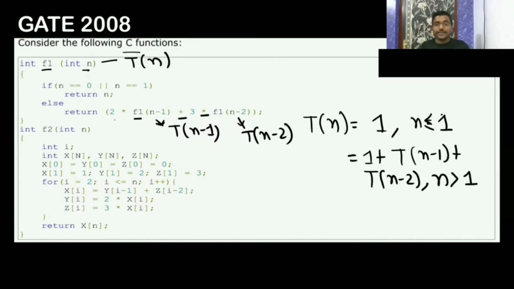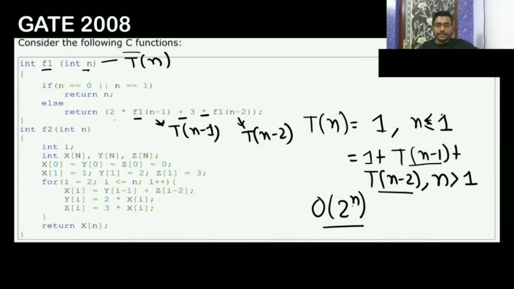This recurrence relation is the recurrence relation of a Fibonacci series. It is very difficult to solve this by the golden ratio, and that is not in our syllabus. So for this part, you have to just remember that since this is a Fibonacci series recurrence, it is going to have the time complexity of big O of 2 to the power n. So this you have to remember.